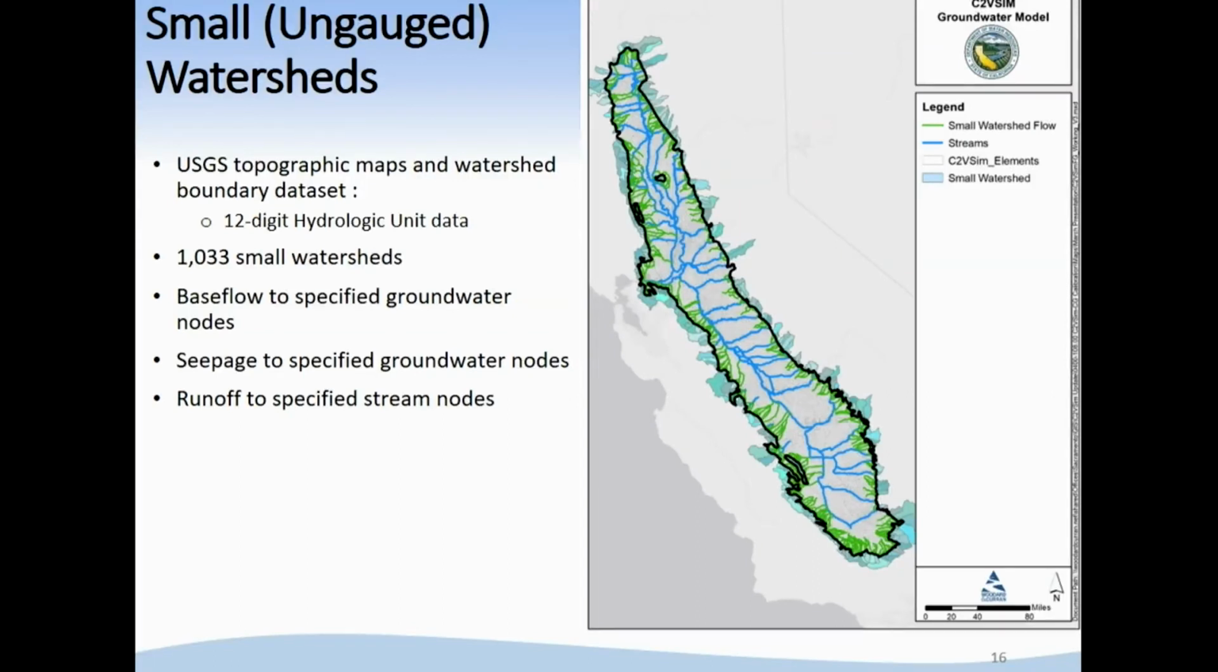Small watersheds. Again, we used the USGS topography maps and watershed boundary data sets to define the 1,033 small watersheds in the model area. All the way from north to south, we defined those small watersheds. These small watersheds move the water from the foothills into the model area, either in the form of base flow to specified groundwater nodes, or seepage along the pathway of these small watersheds, or runoff to specified stream nodes as they reach streams.